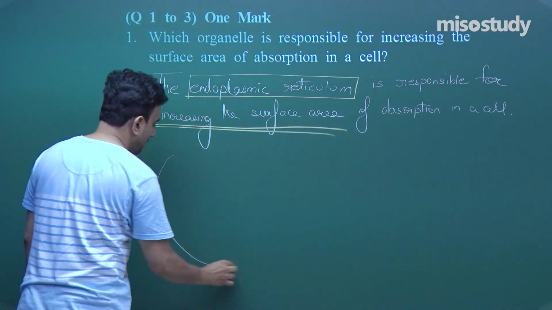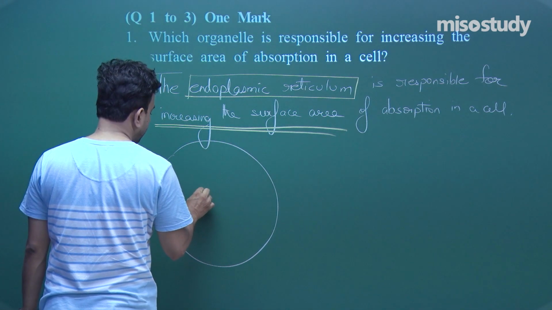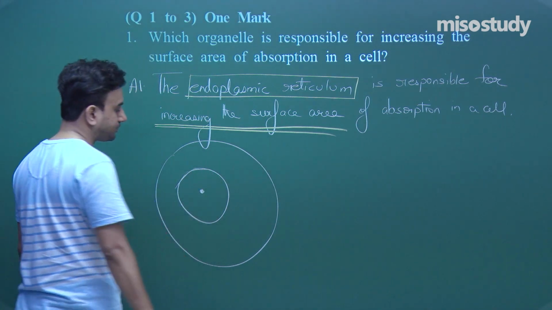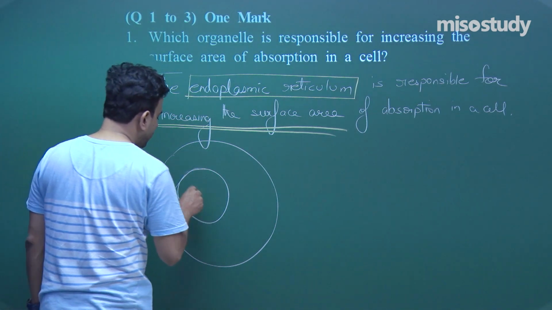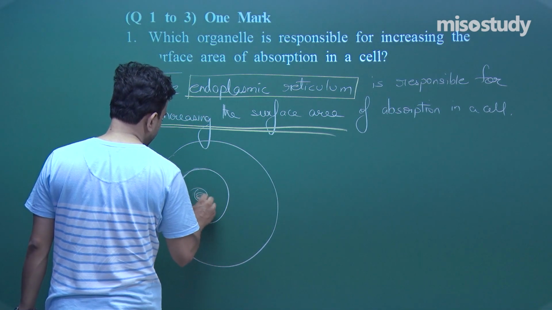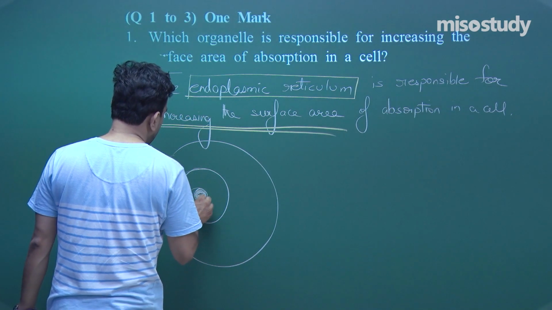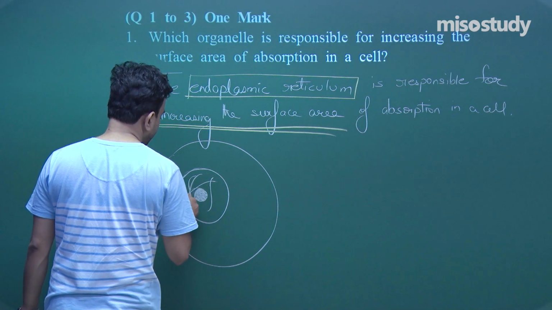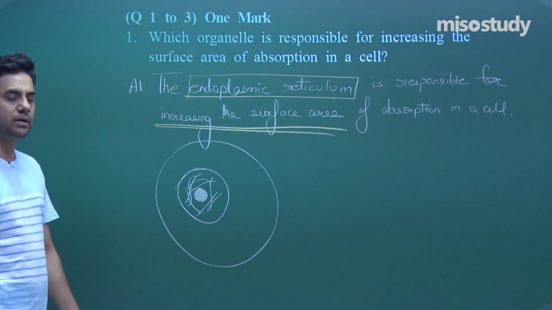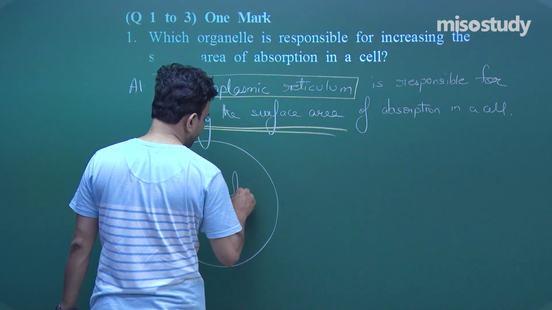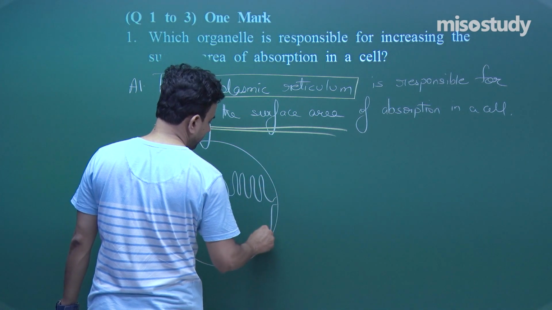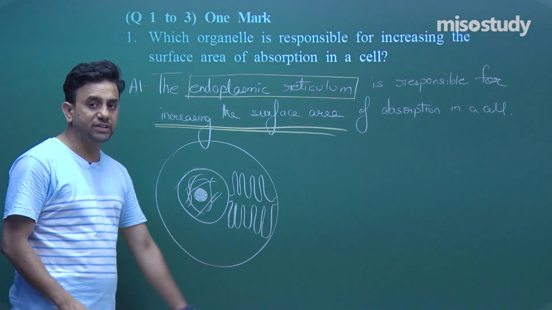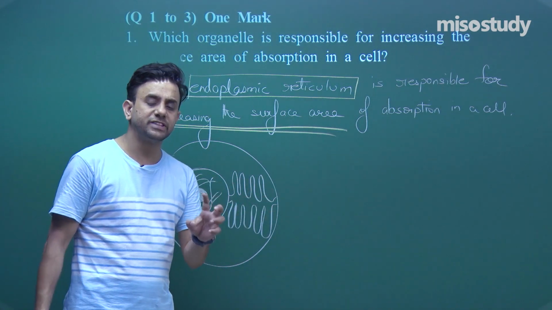We know that in a cell we have the nucleus in the center, which is surrounded by the nuclear membrane, right? So we will see that there will be the nucleolus with the nucleoplasm inside and the presence of chromatin threads, right? And then we will see that these are the endoplasmic reticulum. So we see how these endoplasmic reticulum are increasing the surface area of the entire cell.